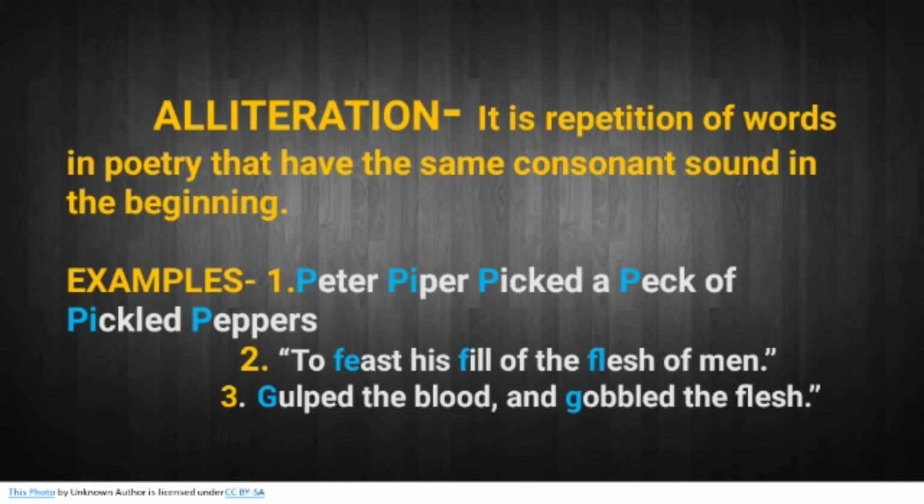What is alliteration? It is repetition of words in poetry that have the same consonant sound in the beginning. Same consonant sounds. Remember the consonant sounds? K, B, D, P. These are the consonant sounds. Now look at the first example.